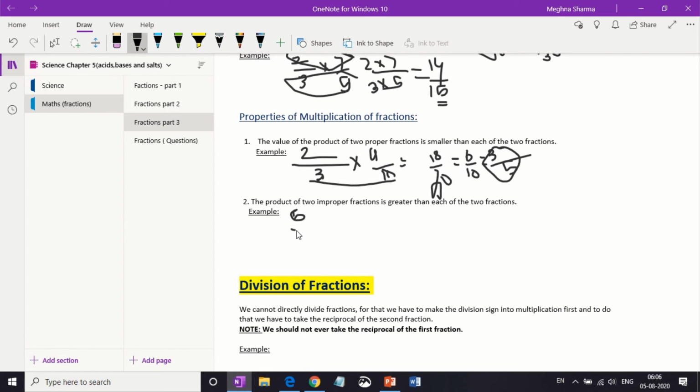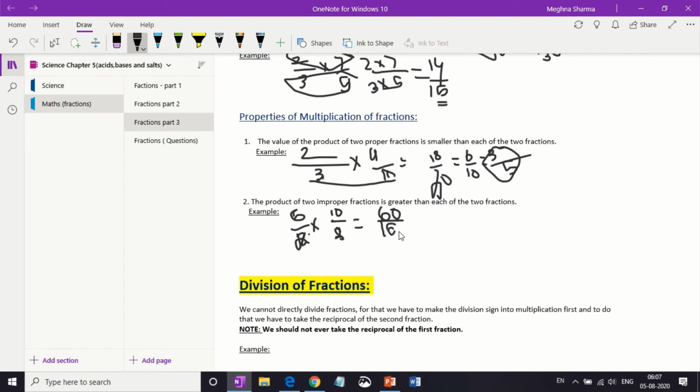6 by 2 multiplied by 10 by 8. Now 6 tens are 60. 2 eights are 16.